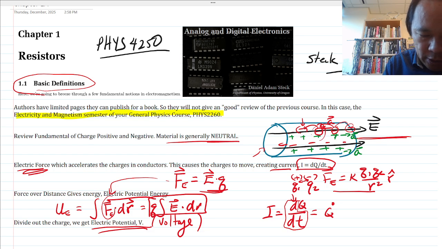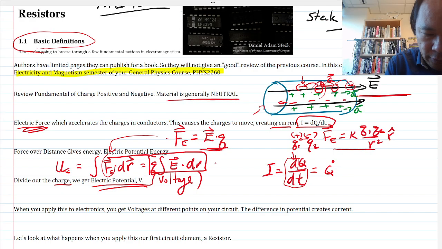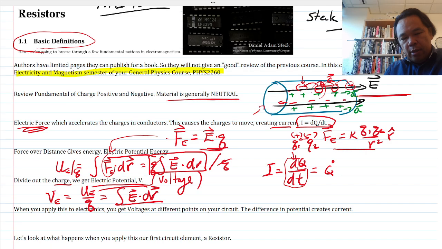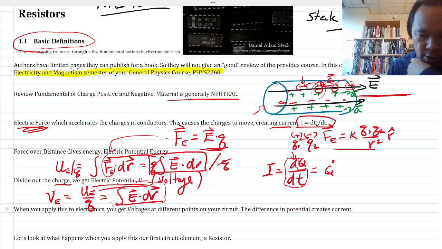But what's more useful is calculating this potential per charge, where you divide out the charge. So if you divide both sides by charge, voltage, the electric potential, is the electric potential energy divided by the charge. If you divide out this charge, these just cancel, and you end up with E dot dr. So this is all good. It's useful to have this fundamental definition of what electric potential is.